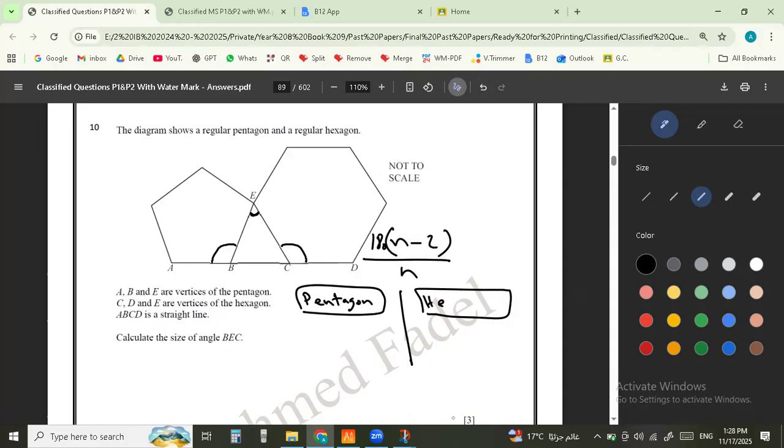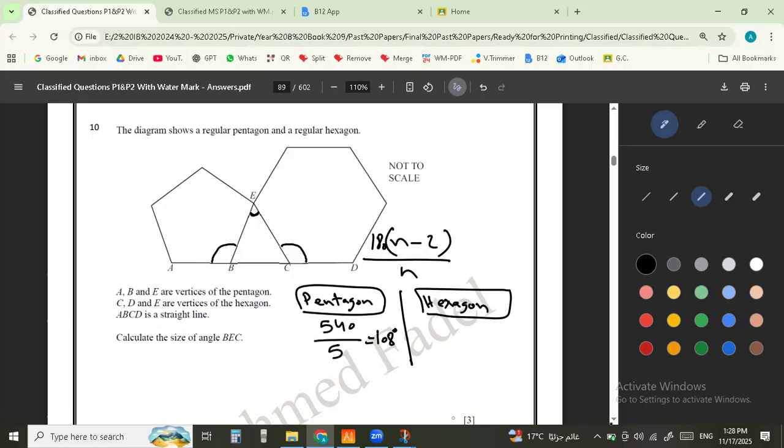For the hexagon, I'm going to do it here. For the pentagon, 180 multiplied by 5 minus 2 is going to give you 540. So it's going to be 540 over the number of sides, which is 5. You're going to find that it is 108 degrees.